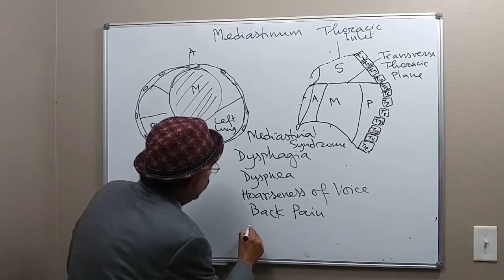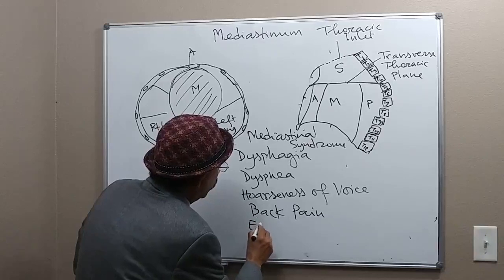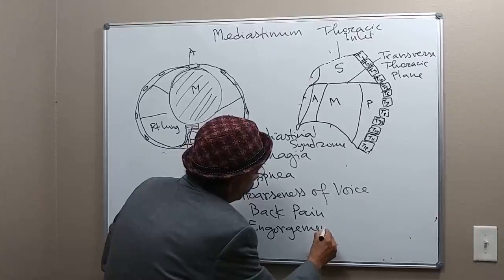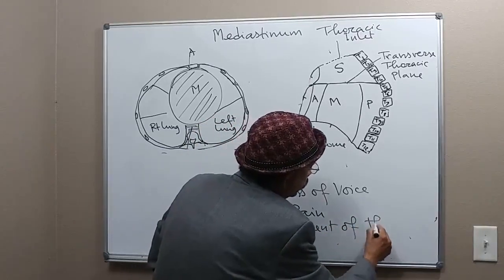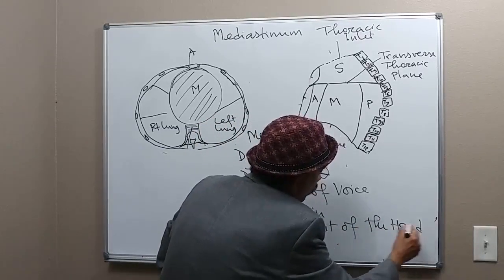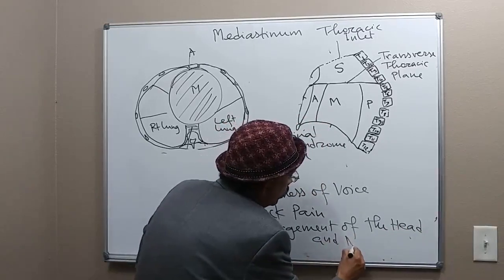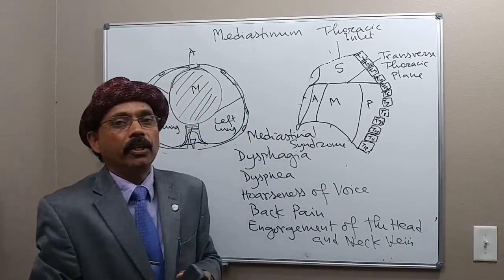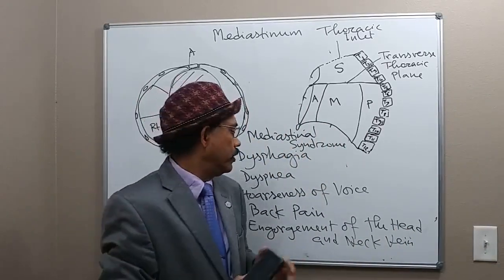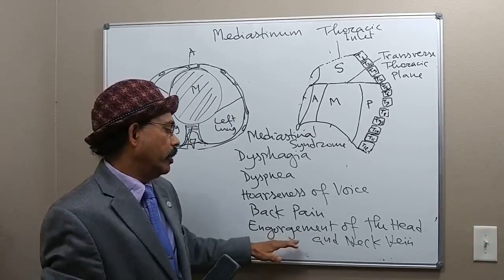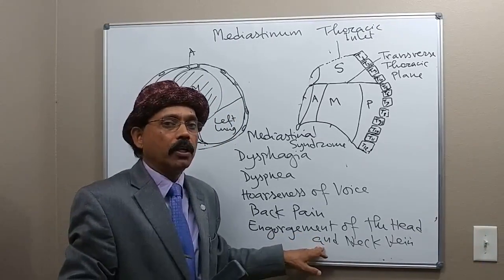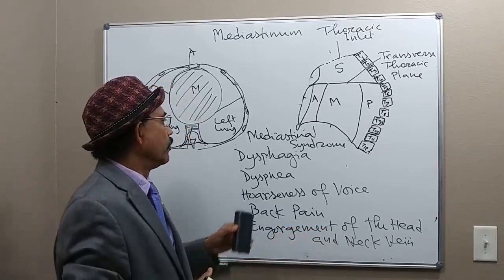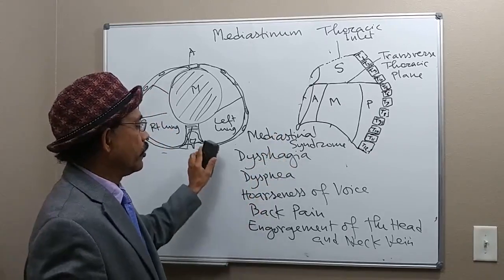We may have engorgement of the head and neck veins. This may happen if the superior vena cava is obstructed, or in cardiac tamponade, where the superior vena cava and the right atrium are compromised. Okay, these are called mediastinal syndrome.